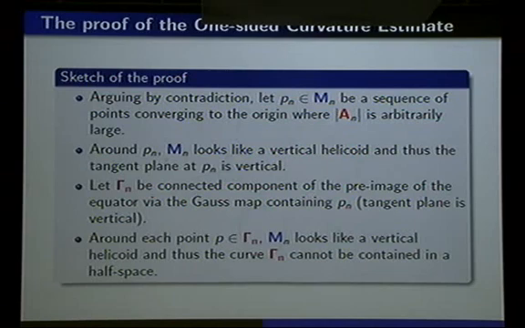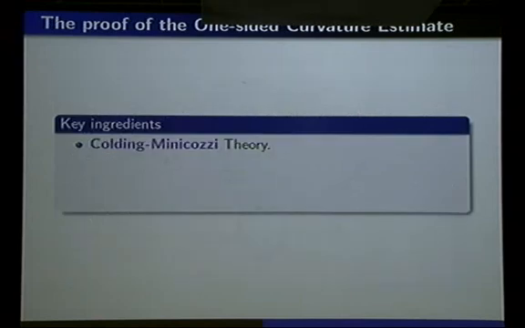So this is the idea of the proof of the one-sided curvature estimate for non-zero CMC, and again it's a generalization of the one-sided curvature estimate for minimal surfaces. It uses as key ingredients Colding-Minicozzi theory.